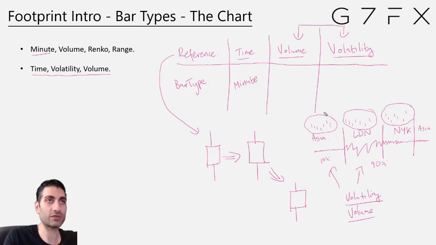It's completely pointless looking at Asia, London, and New York. Look at them, guys. If I said to you, let's say you couldn't see this, and I said to you, guys, in Asia there was 7 candles printed, in London 7 candles printed, in New York 7 candles printed, without looking at a chart, would you be able to tell me what the difference was in those sessions? Nope, you wouldn't, because 7 equals 7 equals 7. So when you use time as reference, it doesn't take into account volatility or volume.